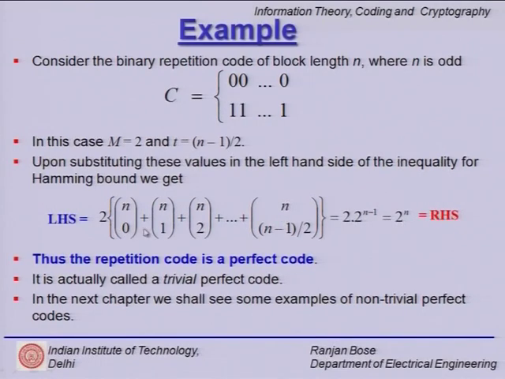Now we put this constraint and try to check whether it satisfies the Hamming bound. Well, we put in the left hand side and we find, magically, that this repetition code satisfies the Hamming bound. Thus the repetition code, our trivial code, is also a perfect code. It is a trivial perfect code.